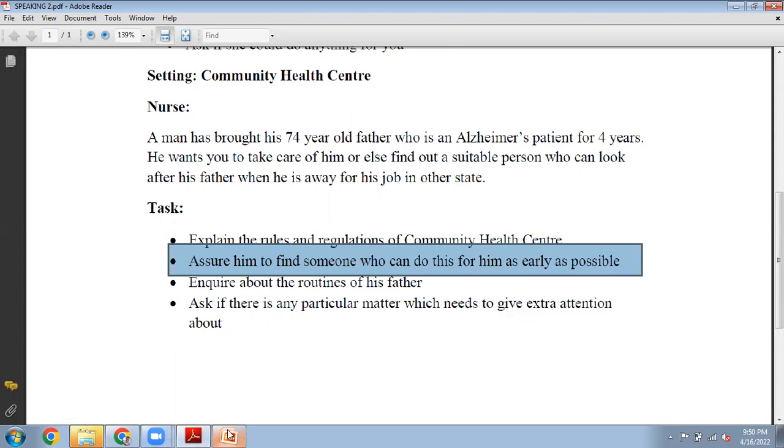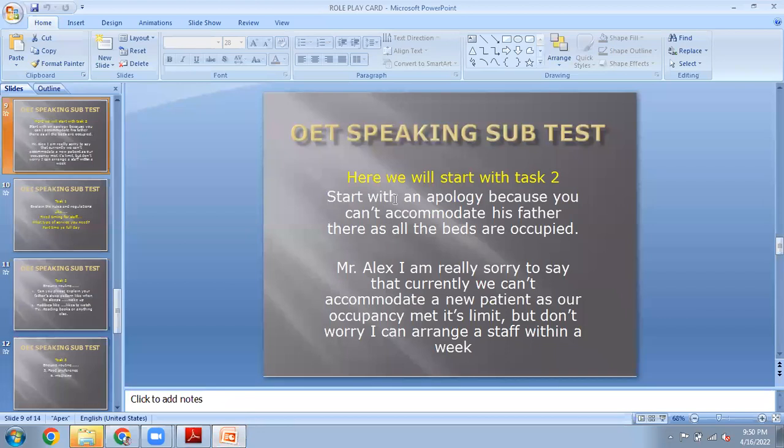So we are starting with the second task, and the second task should start with an apology, because you are not at all able to help that person right now, but you will help. So you can say like this: "Mr. Alex, I'm really sorry to say that currently we can't accommodate a new patient as our occupancy met its limit, but don't worry, I can arrange a staff within a week."